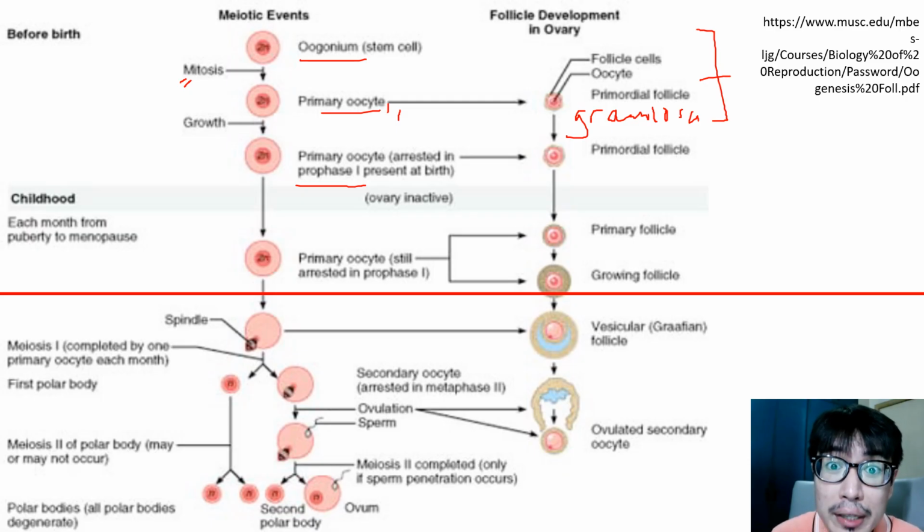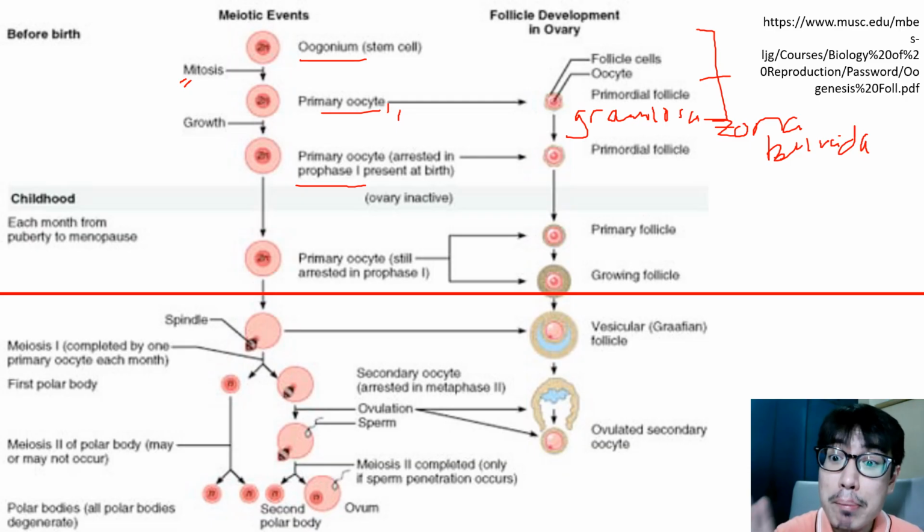As the primary oocyte increases in size, so does the granulosa cell layer, proliferating into multiple layers, and the primary oocyte becomes separated from the inner granulosa cells by a thick layer of material called the zona pellucida. This functions as a barrier when a single sperm cell comes into contact with the egg during ovulation. It's a barrier against the other late sperm cells from penetrating the egg cell.